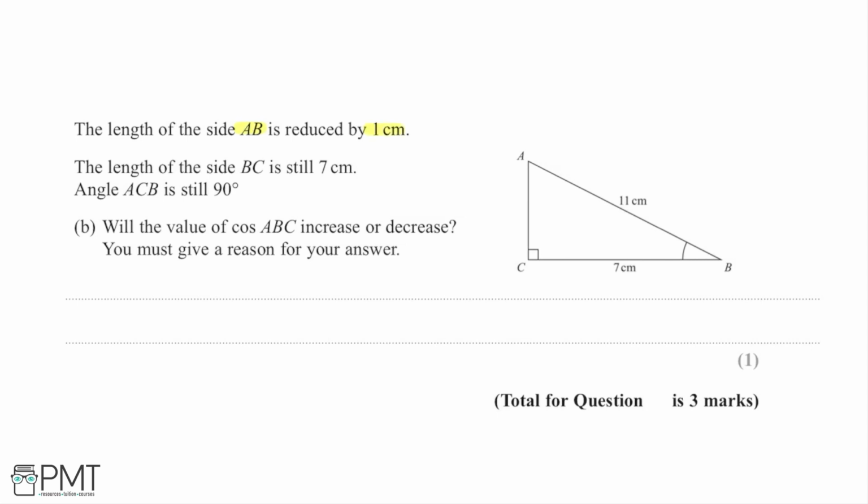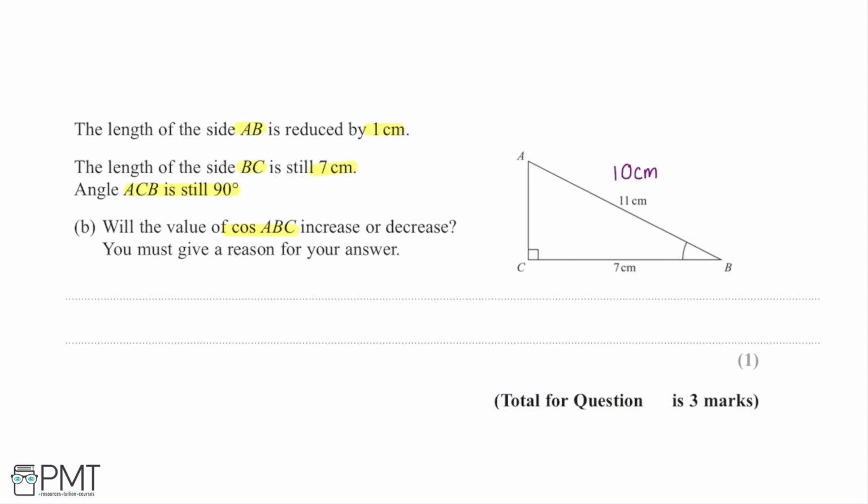reduced by 1 centimetre, the length of the side BC is still 7 centimetres, and the angle ABC is still 90 degrees. And we're asked whether the value of cos of ABC will increase or decrease, giving a reason for our answer. So if I have a look at my triangle and label up the new side, AB is the hypotenuse and that's been reduced by 1 centimetre, so 11 minus 1, this is now 10 centimetres.